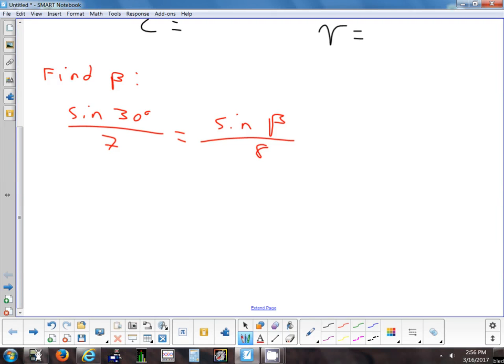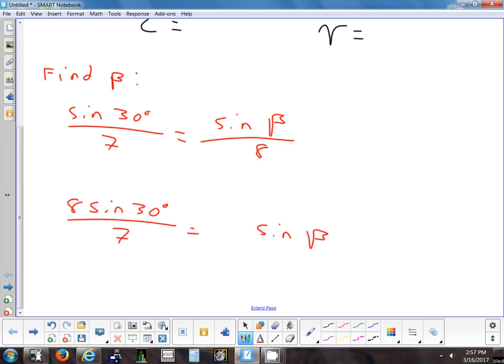Cross multiply. So 8 sine 30 equals 7 sine. Or you can just multiply by 8. Yeah, in this case, since we're trying to get sine beta by itself, it's easier if we just multiply both sides by 8. If you cross multiply, then you'd have to divide by the 7 again. So I'll just leave it already divided by 7. Put 8 sine 30 divided by 7 equals sine beta.